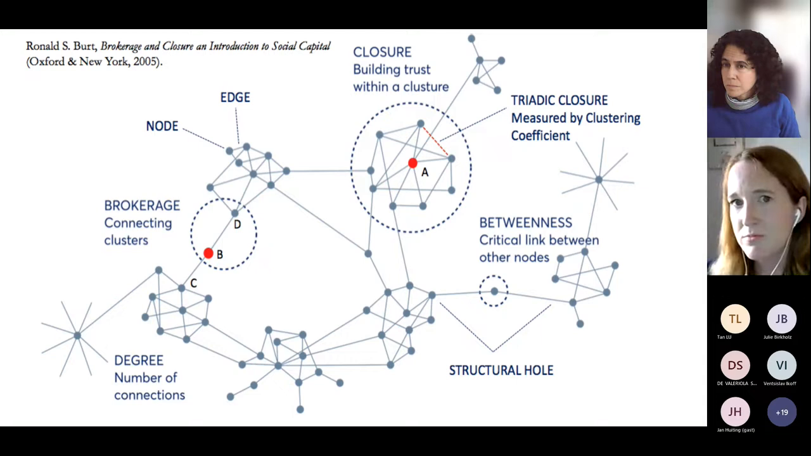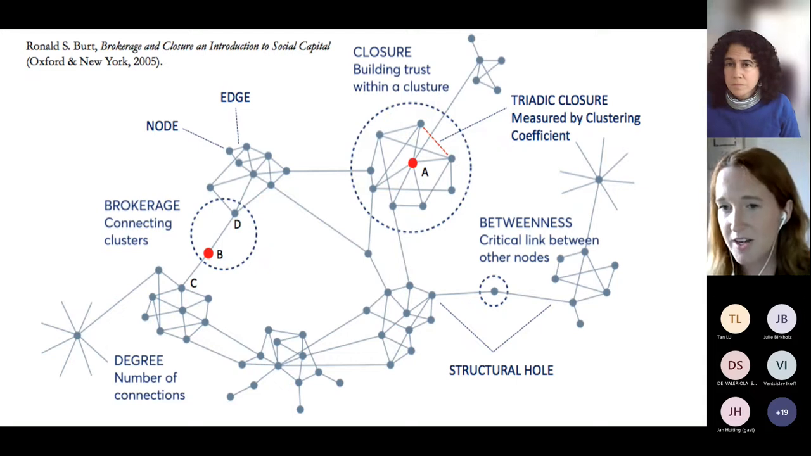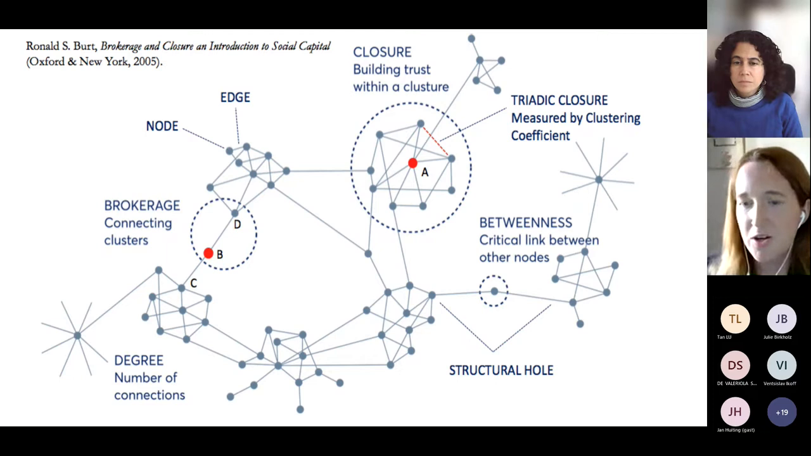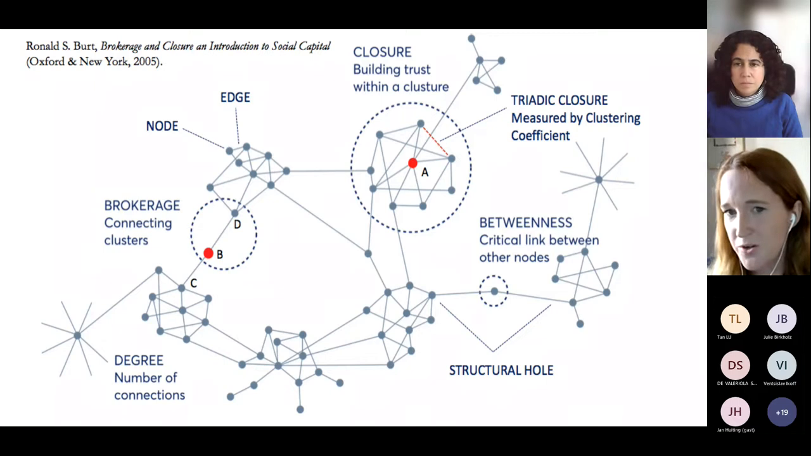Closure can be analyzed based on the idea of triadic closure. Triadic closure is the idea that if Maria Beke, for instance, corresponds with A and B, then it's very likely that A and B also will be in contact at some point in the future, because it's very likely that Maria Beke will introduce them to each other. And this idea can be measured by the clustering coefficient, which basically calculates the abundance of these closed triads in the network. If you want to know more about these metrics, you can of course also ask at the end of this presentation.